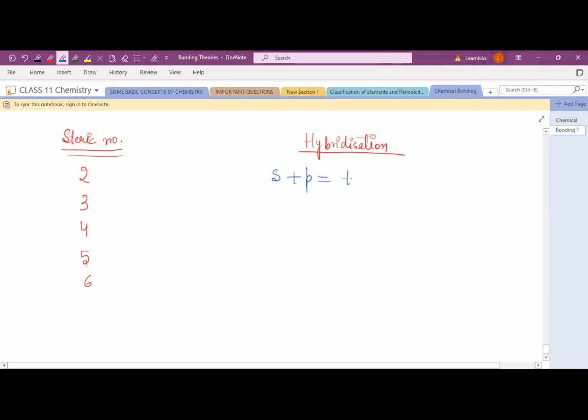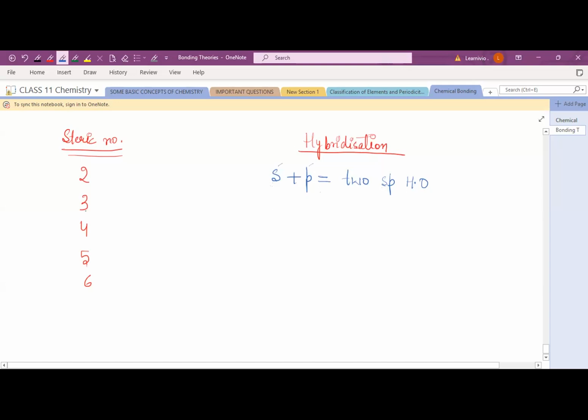So there will be two sp, right? 2sp. And you will write down the hybrid orbital as sp hybrid orbital. If the steric number is 2, then there is one s orbital and one p orbital. These are pure atomic orbitals participating in the hybridization. When they intermix with each other, they create 2sp hybrid orbitals. Okay, if the steric number is 2.